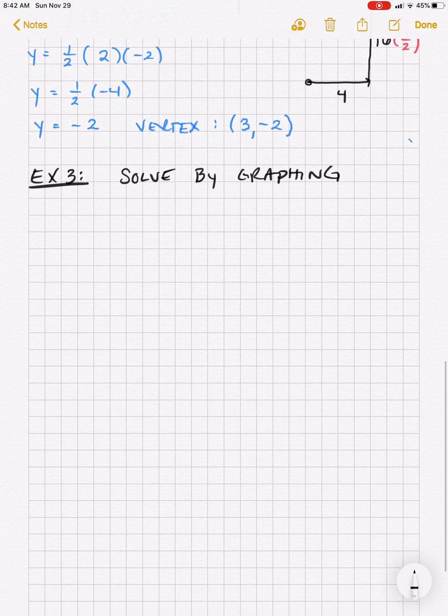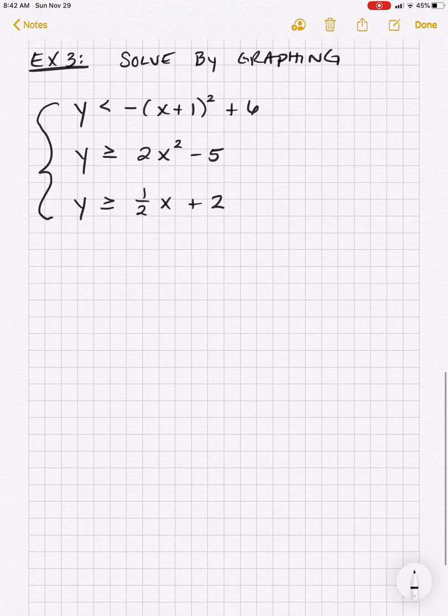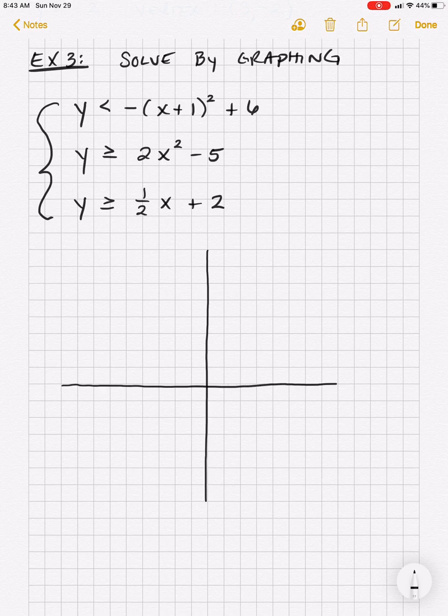Okay, y is less than negative (x plus 1) squared plus 6. Y is greater than or equal to 2x squared minus 5. And y is greater than or equal to 1/2 x plus 2. This is our system of inequalities where we're going to graph all the inequalities and then figure out where all the shaded overlap is. Okay, so let's go ahead and make our last graph right here.